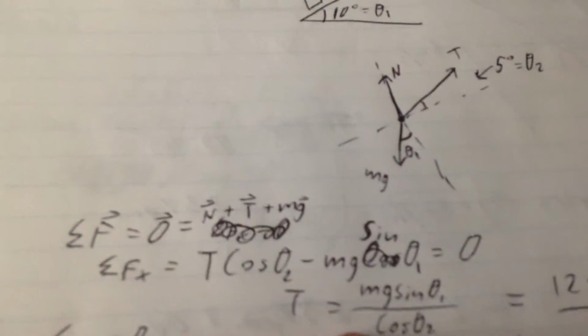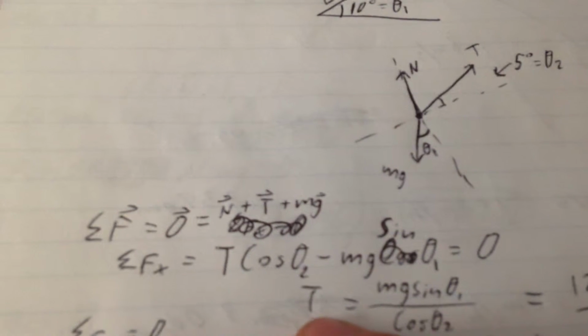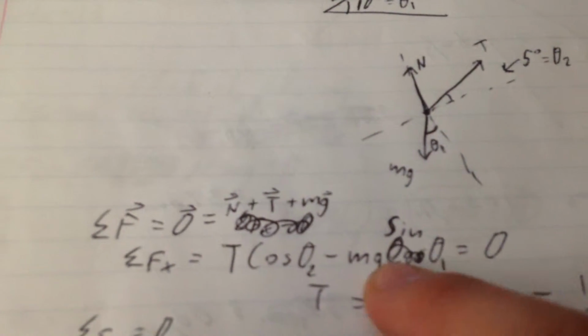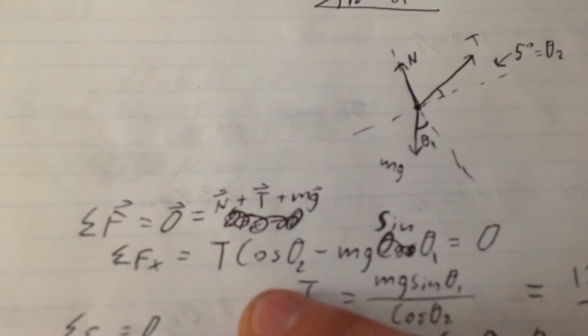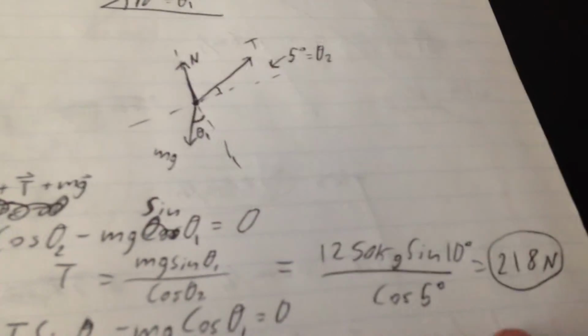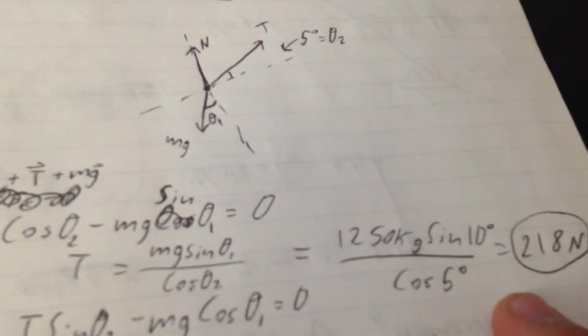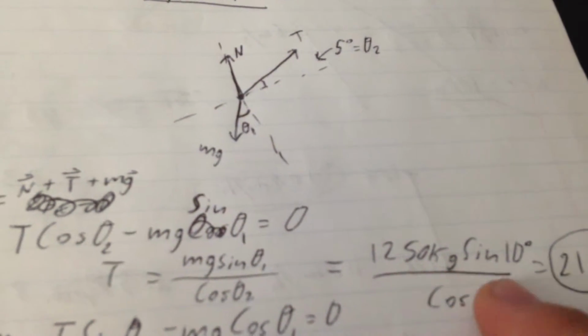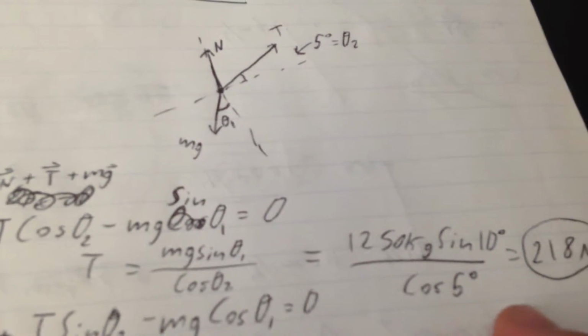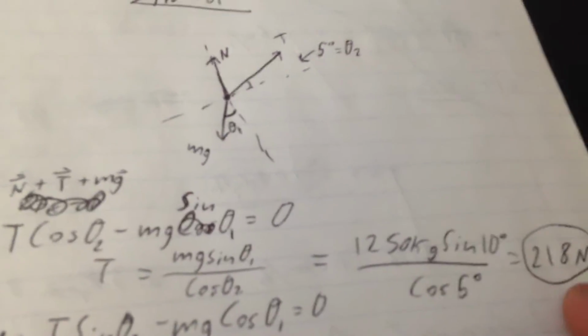And from this, you can find your tension. If you just add the mass times gravity sine of theta to this side and divide by cosine of theta 2, you can figure out your tension by plugging in what you know. The mass is 1250 kilograms, and then you know both your angles. That's 218 newtons. That's your tension.